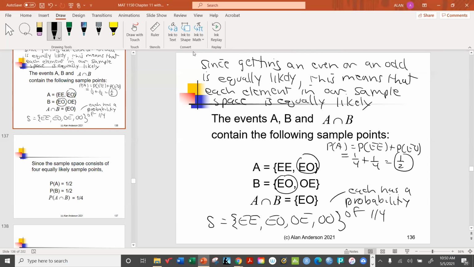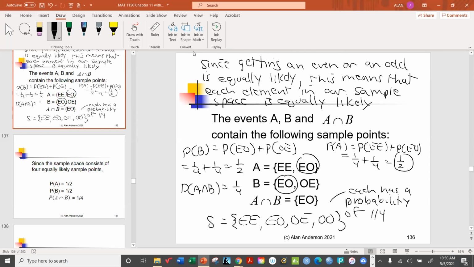And same thing with B. This is the probability of getting either EO or OE, which is 1/2. And so therefore, the probability of this intersection is just a quarter. So now we have all the information we need to apply our addition rule.